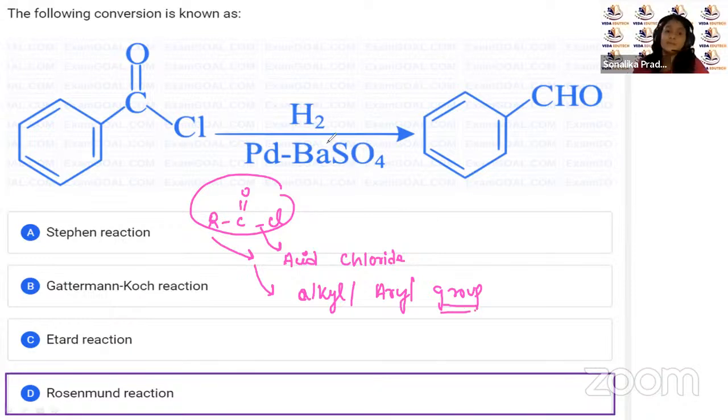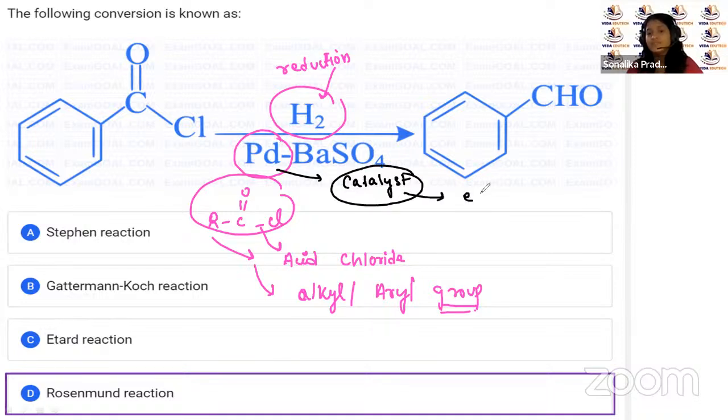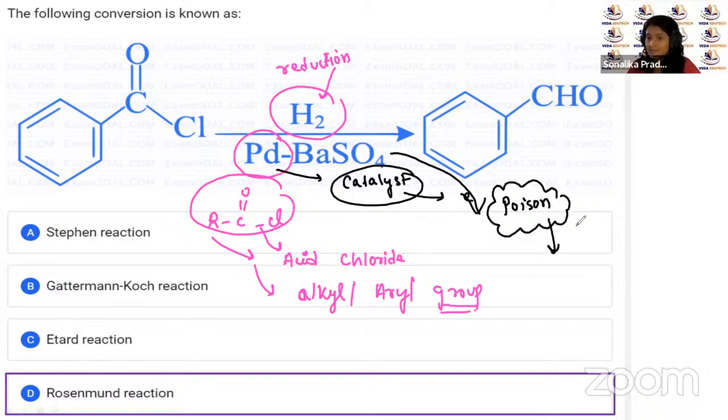Now, when this is reduced, it is undergoing reduction in the presence of hydrogen. This palladium here acts as a catalyst, right, which will enhance or catalyze the reaction, right? This BaSO4 is going to act as a poison here. Okay, why does it act as a poison?